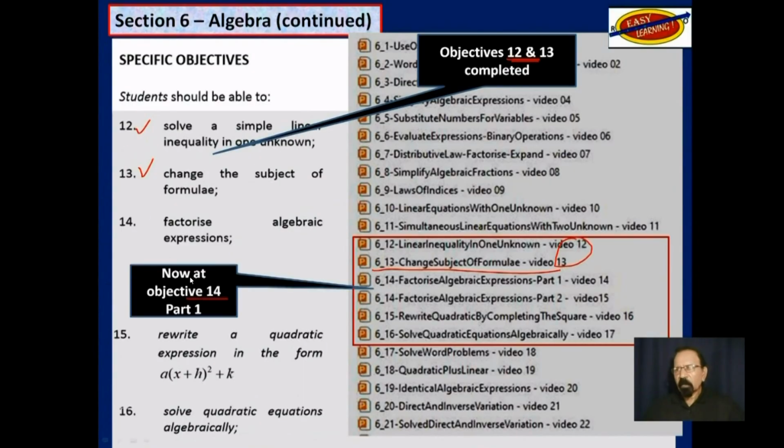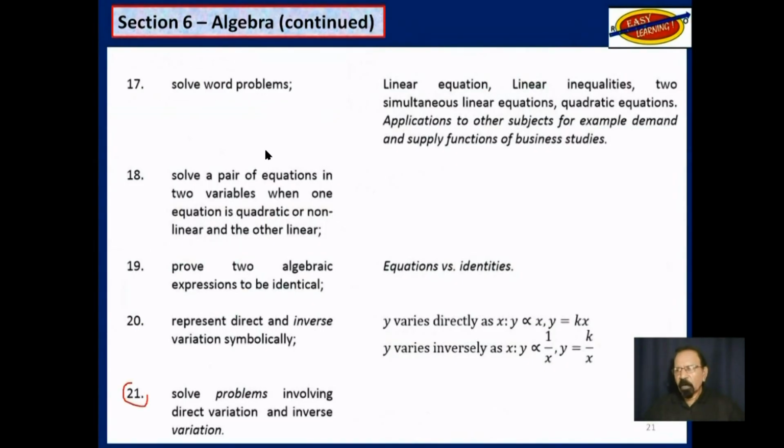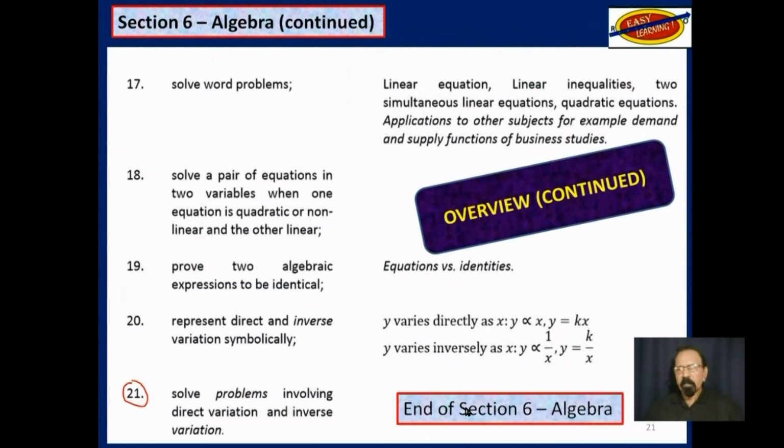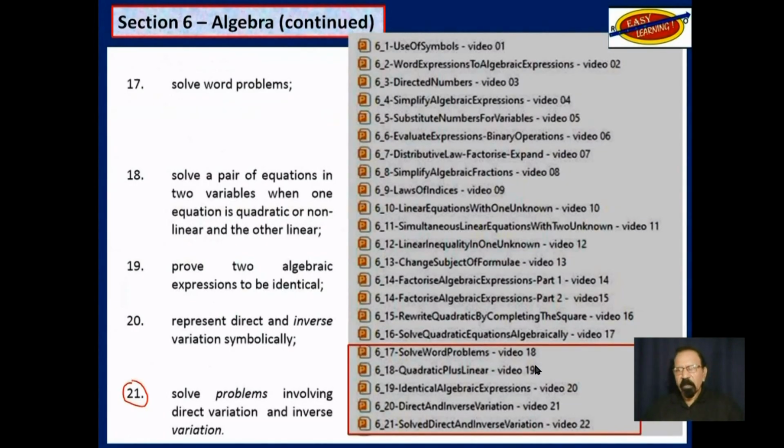So we are now at objective 14. As you could see, this objective has been split in 2 parts. We are now dealing with part 1 in video 14. Factorize algebraic expressions. And then we still have to go up to objective 21 to complete section 6, algebra. And that will be done in these last 5 videos here. Takes us to video 22 from 21 objectives.